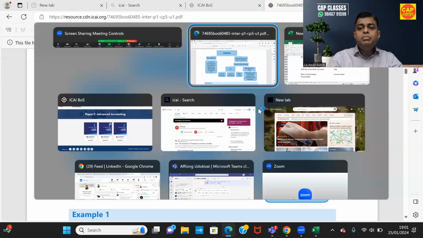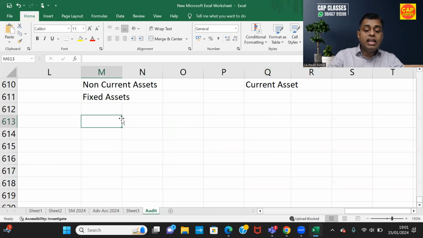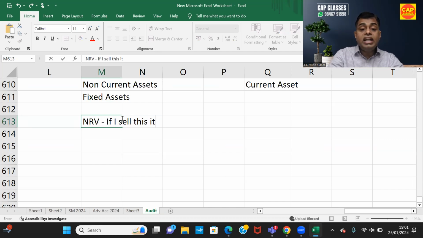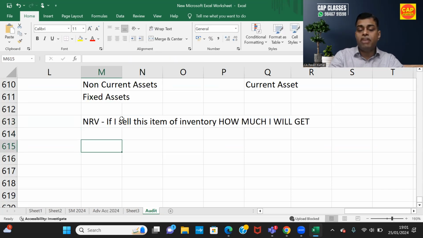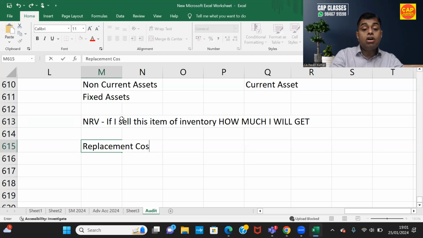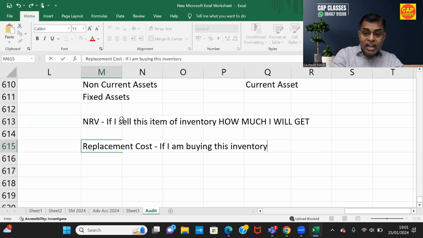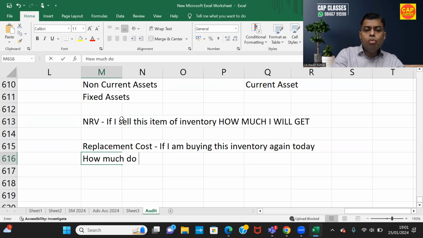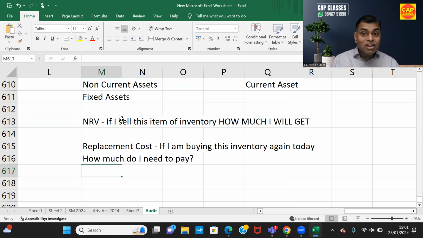Now, what is this replacement cost? Simple. Net realizable value means if I sell this item of inventory, how much I will get. This is net realizable value. What is replacement cost? If I am buying this inventory again today, how much do I need to pay? This is relevant for me because I buy raw material. So buying cost is important. I will not sell raw material. So selling cost is not important. That is the reason for raw material replacement cost.